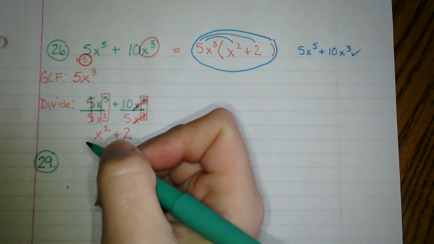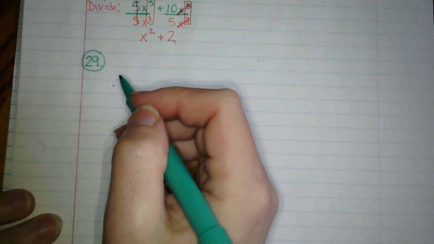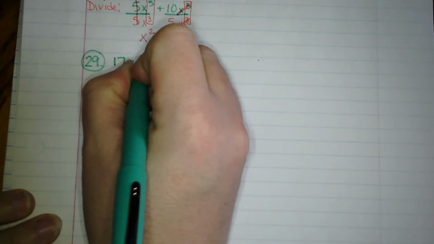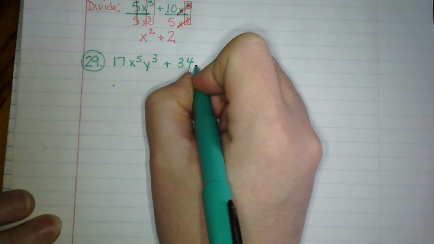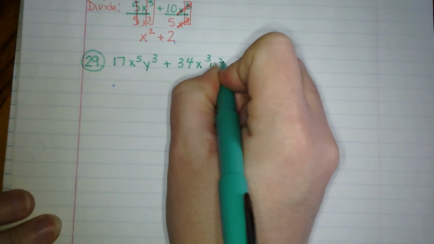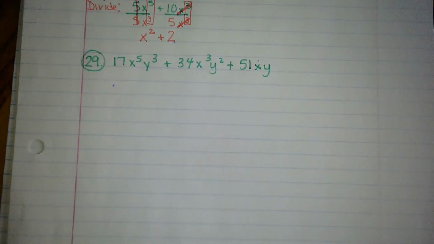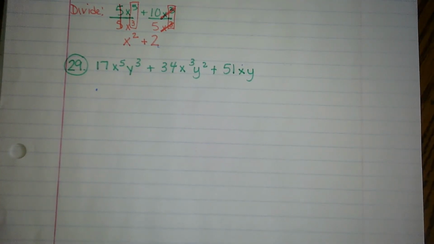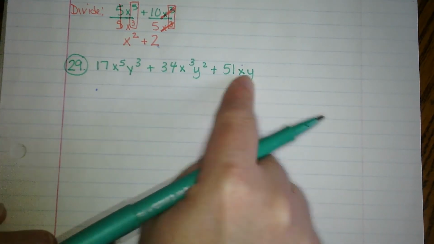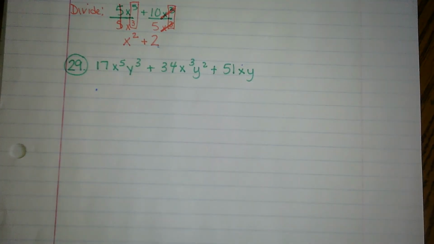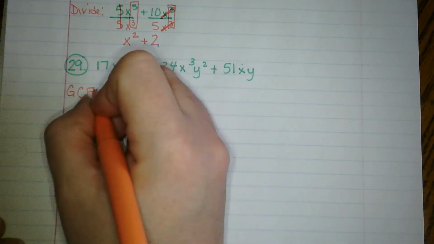29 looks a little aggressive. It really isn't, but it looks it. Let's check it out. 29 says 17x to the fifth, y to the third, plus 34x to the third, y squared, plus 51xy. Wow, that's a big one. And the first thing you should notice is that all of them have x's and all of them have y's. So no matter what, you're doing a greatest common factor. All right, we want to do greatest common factor as our first round of defense for factoring. That's the first thing we're going to look for.